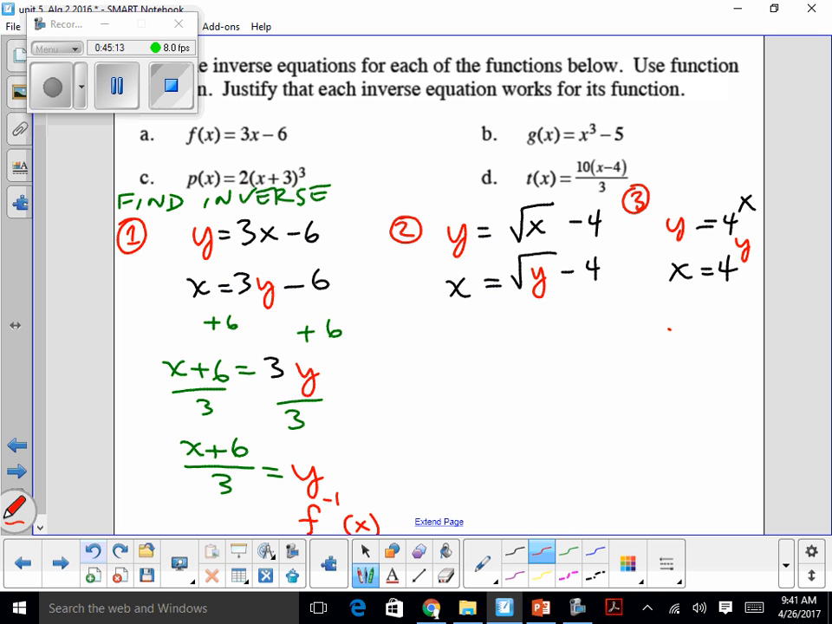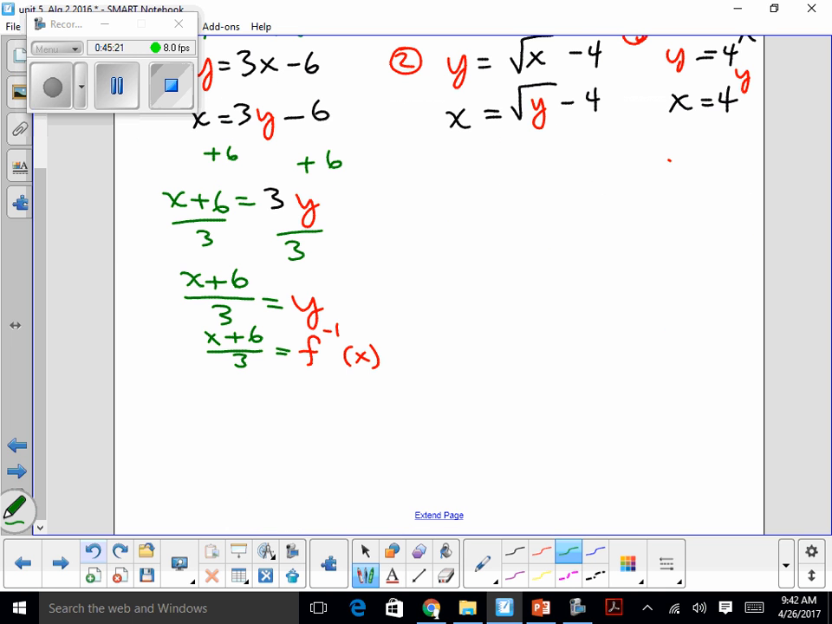It looks like a negative 1, but the way you say it is f inverse of x. But we call it a negative 1 for now. Well, you get the answer. This is the answer here, but this is how you have to say you got it. You have to say that this is the inverse. Let me do it 2 more times.